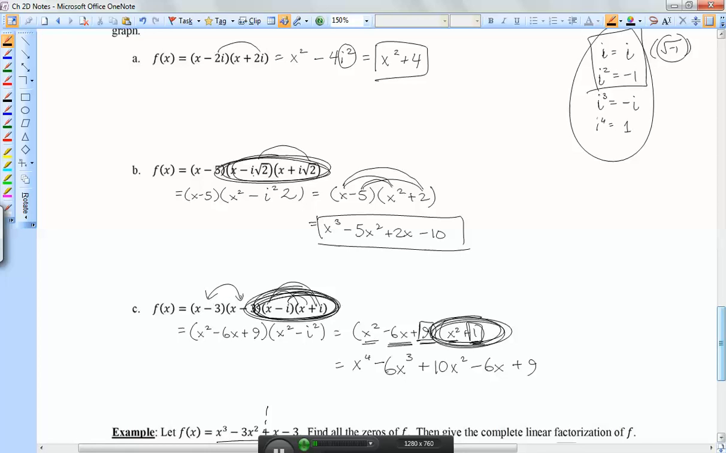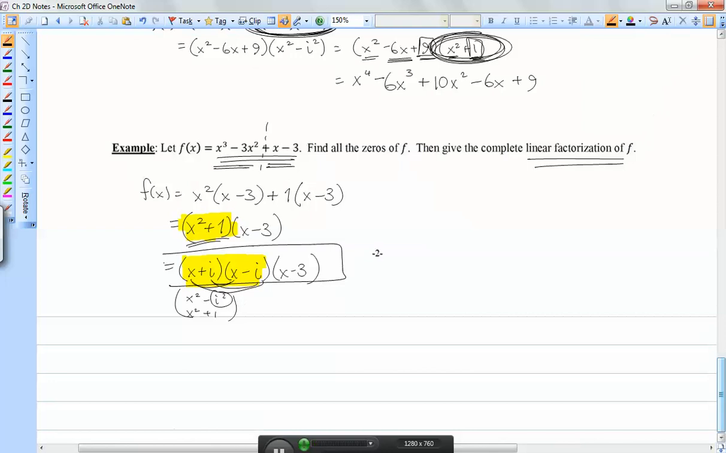Anyhow, all the zeros of f are going to be plus or minus i and 3. Notice there are 3 total zeros, and it was a cubic function. Just because there are 3 total zeros, some of them might be repeated, but in this case, they're all unique. They're all different.